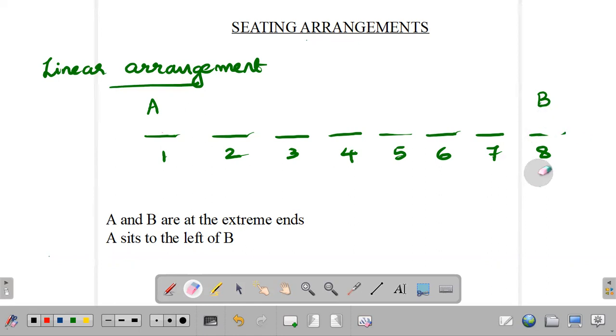So what you all have to notice is that when a seating arrangement based question comes, you should really know how to process these kinds of instructions.